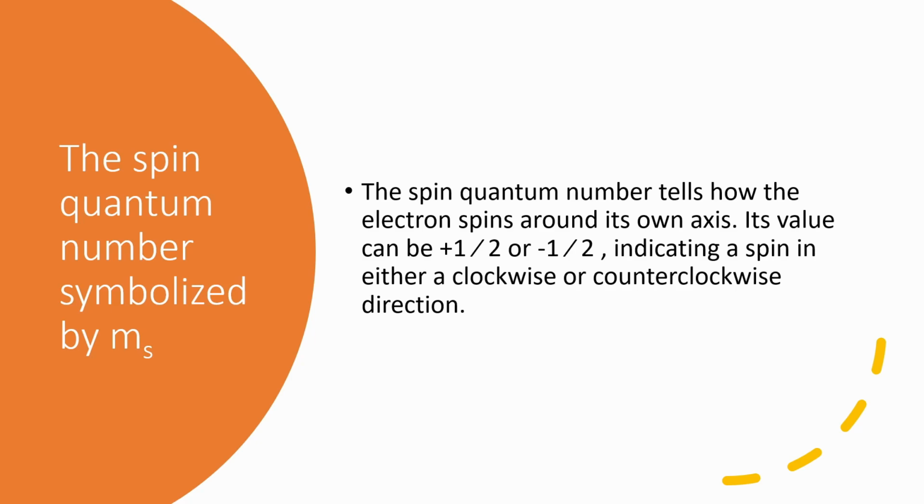Next is the spin quantum number. The spin quantum number is symbolized by Ms. The spin quantum number tells us how the electron spins around its own axis. Its value can be +1/2 or -1/2, indicating a spin in either a clockwise or a counterclockwise direction.